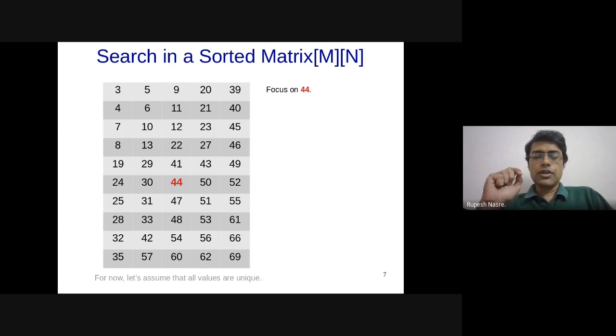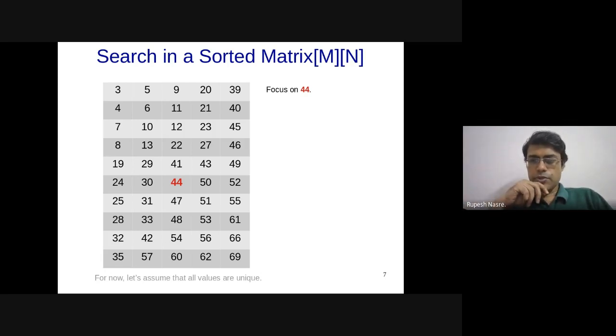So the only thing that you can say at this stage is that if the value is smaller than 44, it will not be in the second quadrant. That is the quadrant 3, 5, 9 up to 24, 30, 44. Right? All these values are going to be less than or equal to 44. That is the only aspect that you can say. Otherwise, if the value is greater than 44, it can lie in any of Q1, Q3, and Q4.